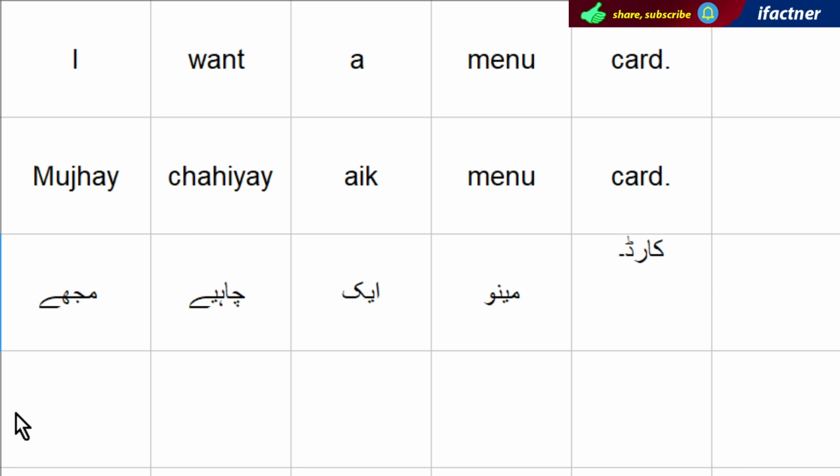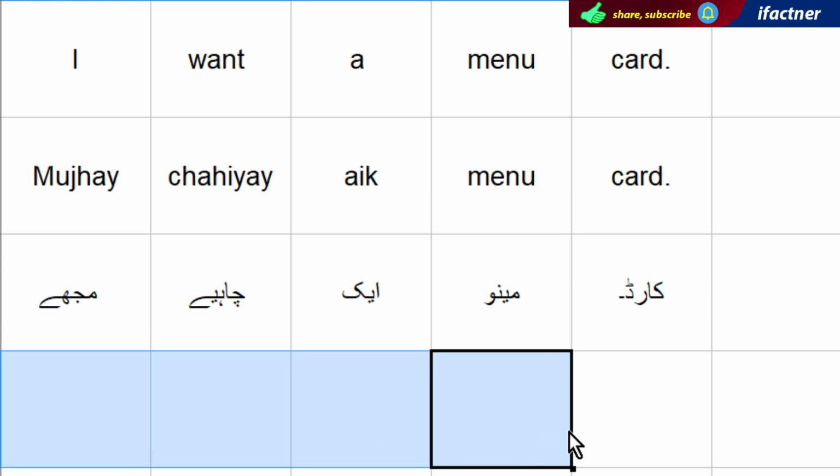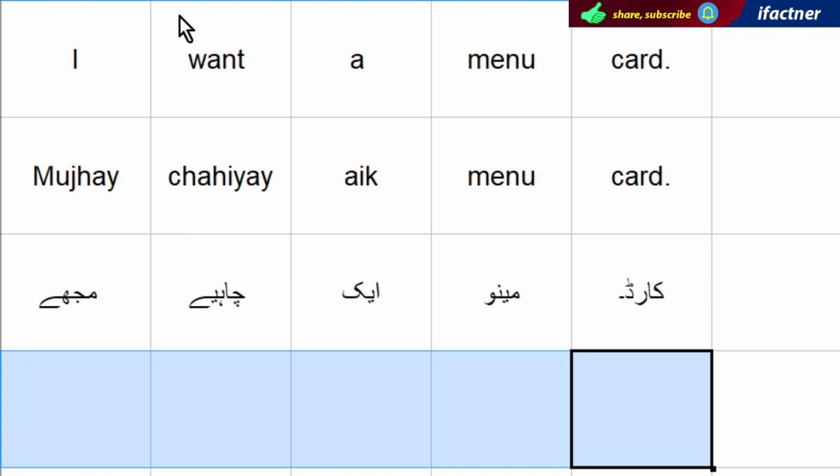Now if we want to translate I want a menu card, then we start with the subject, then comes the object, and then comes the verb. So in Urdu we will say मुझे एक menu card चाहिए.